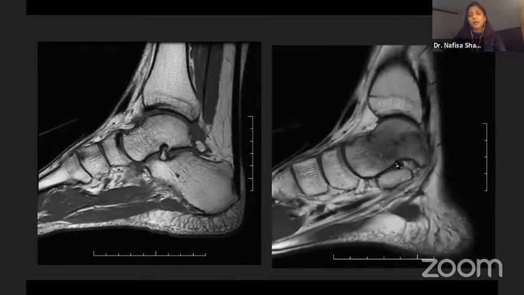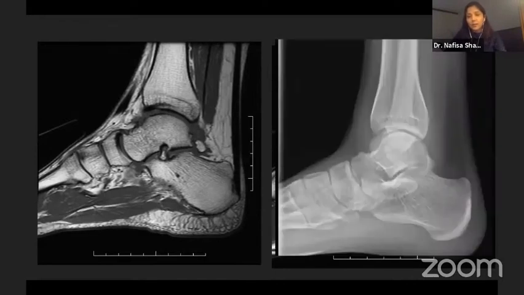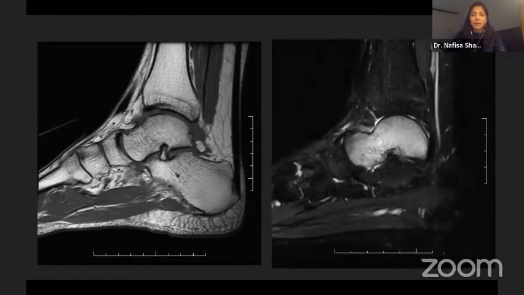This was a case where the patient had massive edema and there's a fracture through the talus which is undisplaced. And if you look at the X-ray, it's pretty innocuous. One would completely miss this injury, and the MRI just lights up the talus.